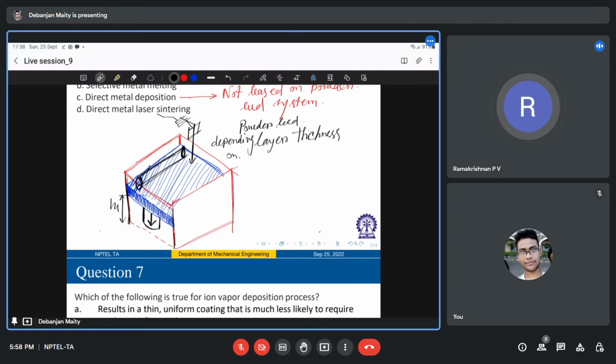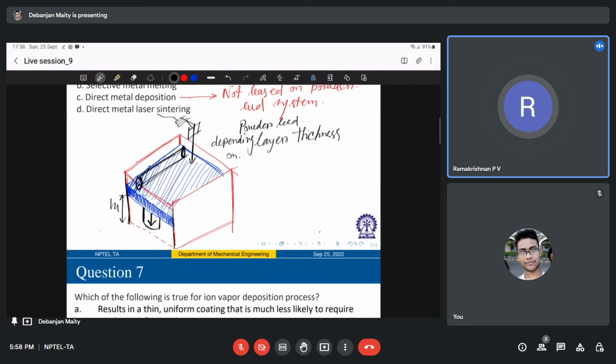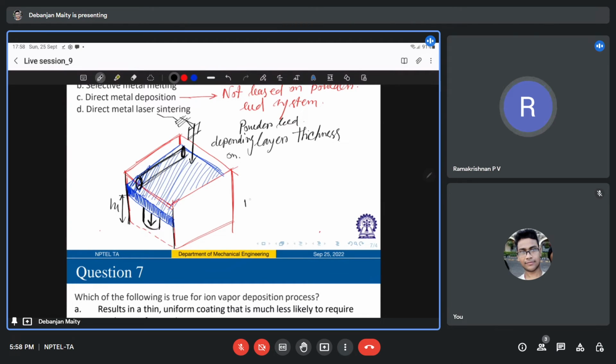Yes, sir. I understand that, sir. But how will each layer be joined, fused together with each other, sir? That's my question. Initially if it is one layer, over that layer you are spreading powder again, and then you are again melting and solidifying it, and this is forming one layer, and over this layer only you are again spreading it.